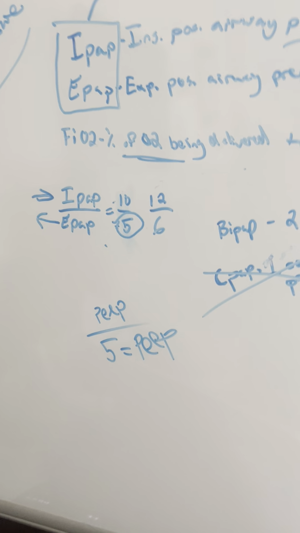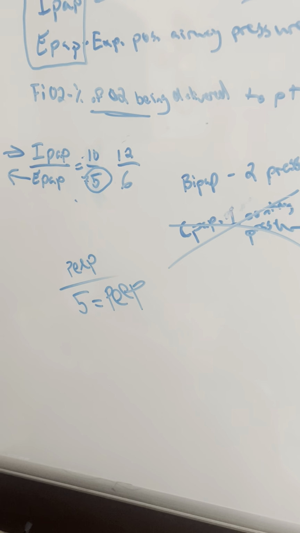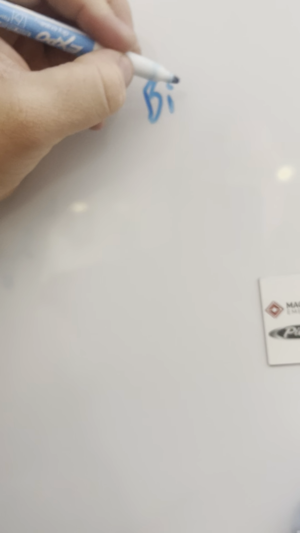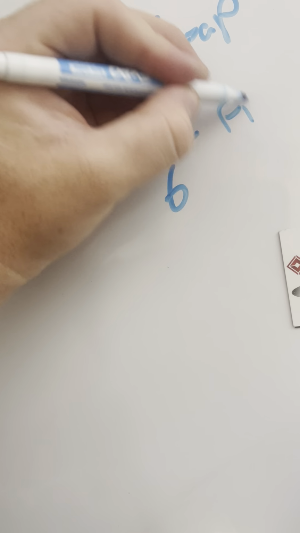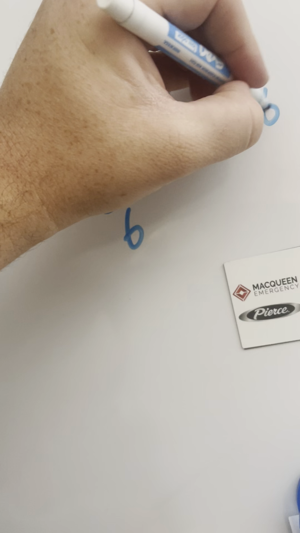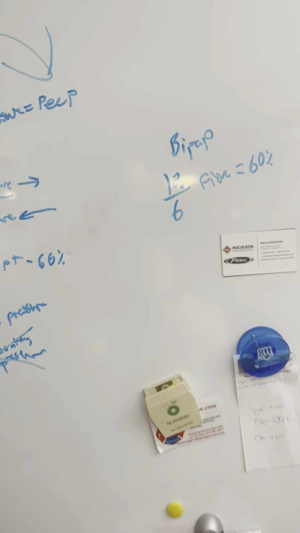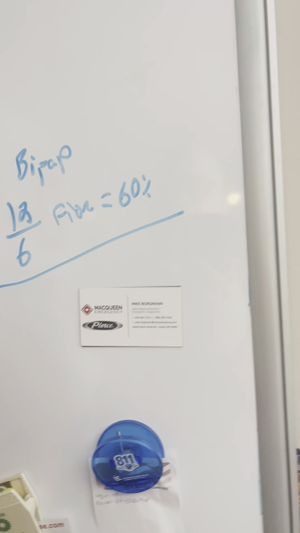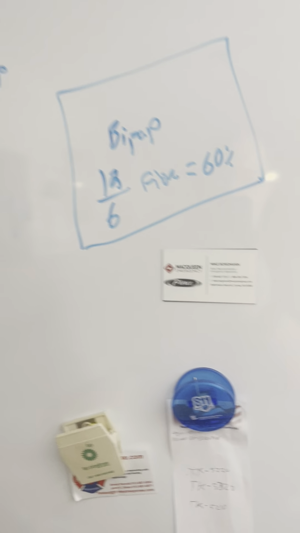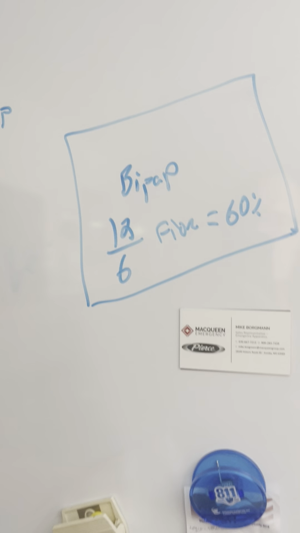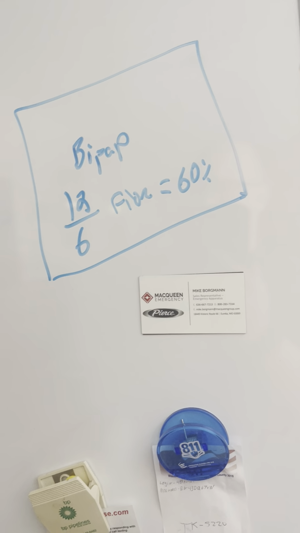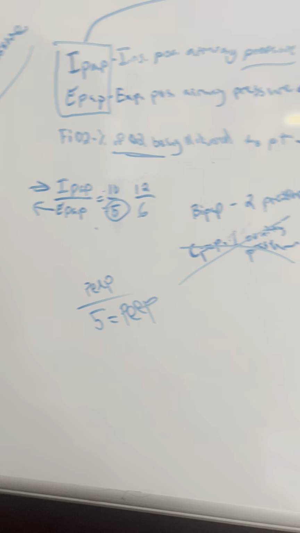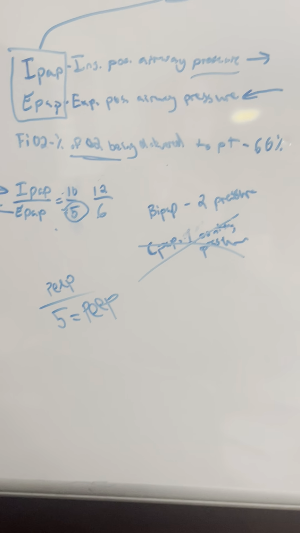(10/5). Like I said, when you call report to the hospital, all you got to tell them is, I have a patient on Bipap, 12/6, FiO2 60%. And they'll know exactly what you mean. And they'll have respiratory waiting on you. And when you go and give respiratory the report, that's what you tell them. 12/6, FiO2 60%.